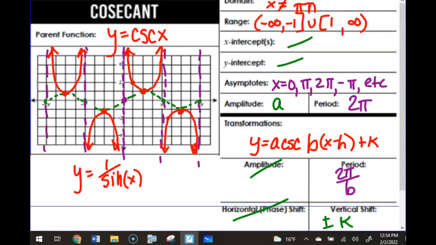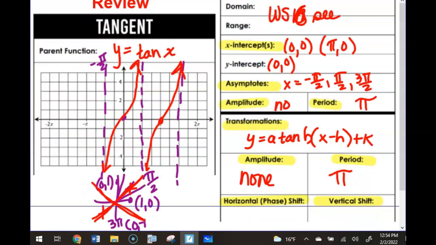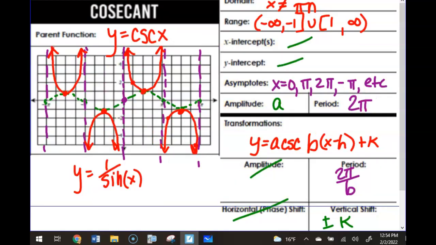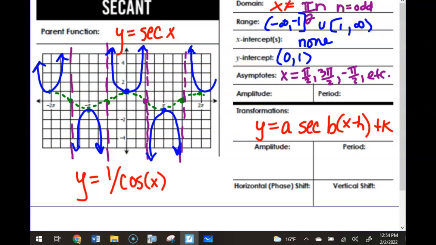Did I do that right? Oh, yeah, this was tangent, it had an x. I thought, did I put an x-intercept? That was for tangent. I got really confused myself.